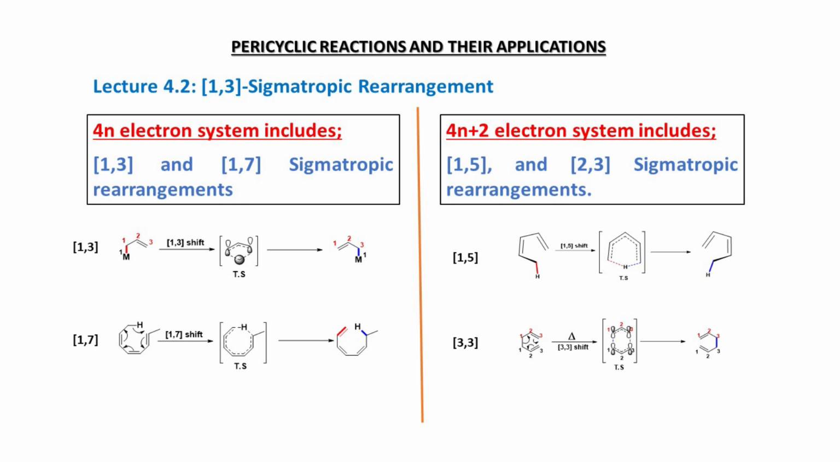So pi should not be given here because there is an involvement of both pi electrons as well as the sigma electrons, that is the pi bond as well as the sigma bond. So therefore, 1,3 and 1,7 sigmatropic rearrangement reactions will fall under the 4n category. 1,5, 3,3 and 2,3 sigmatropic rearrangements will fall under the category 4n plus 2 electron systems.